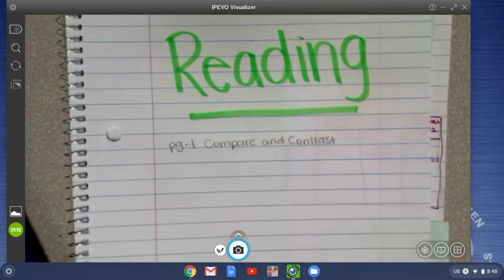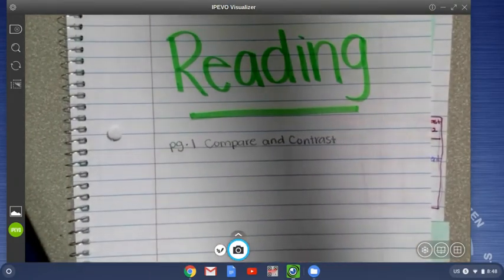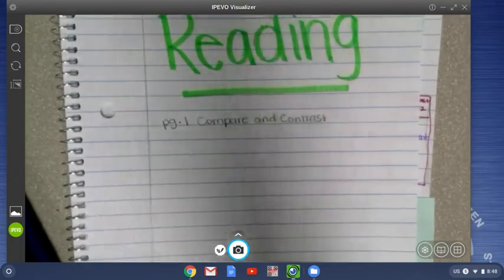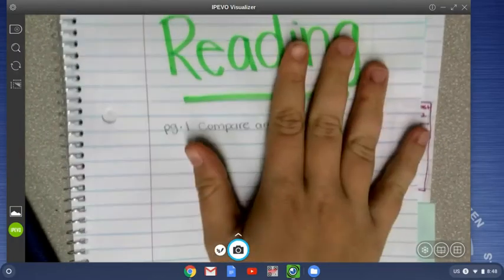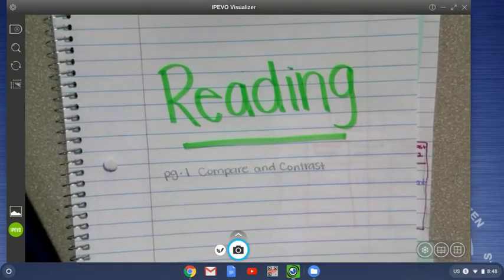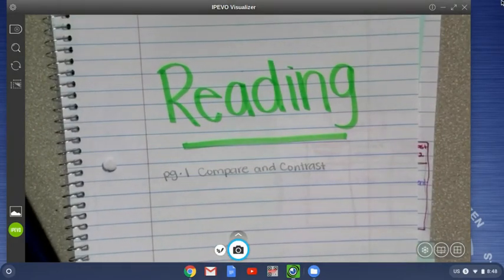All right, I hope that you, okay, please set up your ELA notebook this way so that you have the best way to get your information and you're not constantly flipping through it, trying to find what you're looking for.